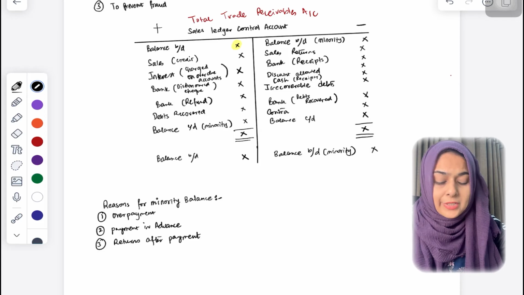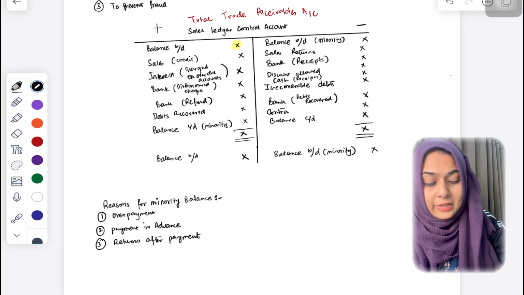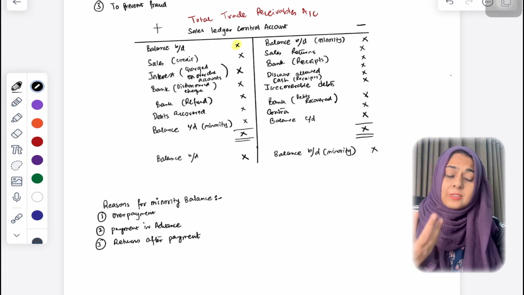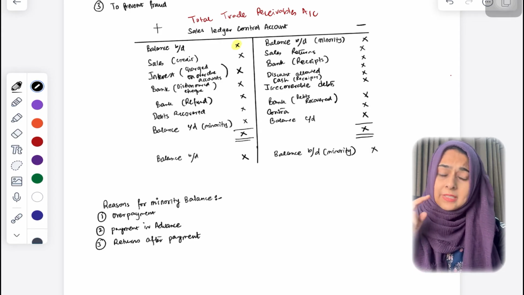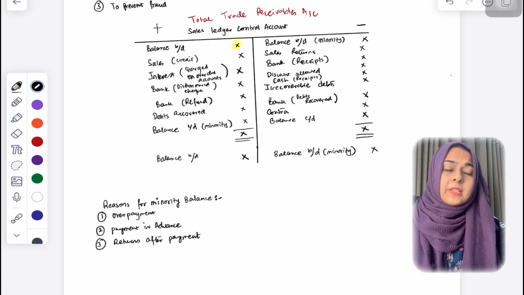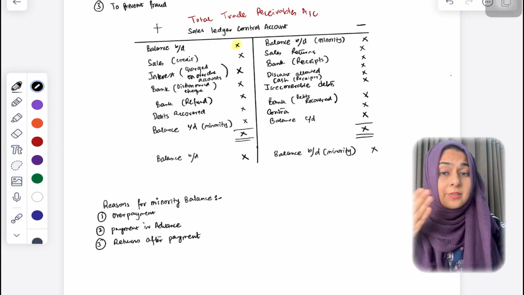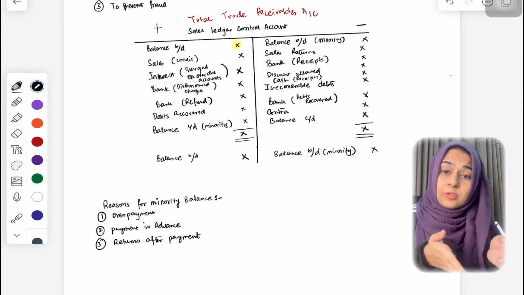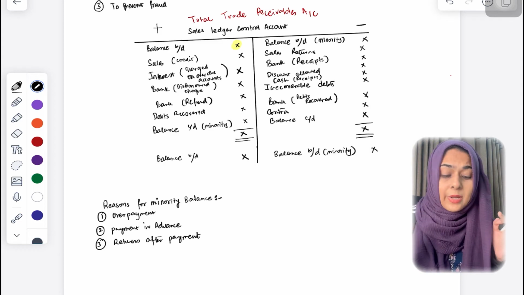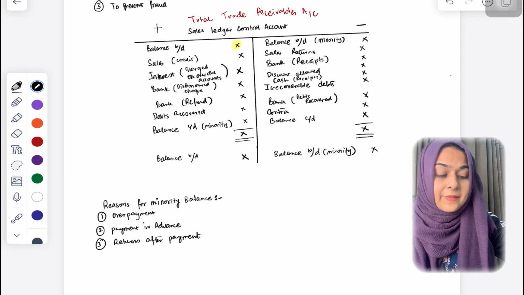And an important thing here is that in the sales ledger control account we have only and only credit sales. So sales here is credit sales of inventory. Think of it this way. Why am I writing sales on the debit side? If I'm selling goods to my customers, my trade receivable account will be debited, sales account will be credited. Because this is a total trade receivable account, that is why I'm writing this on the debit side of the control account. Then we have sales returns.